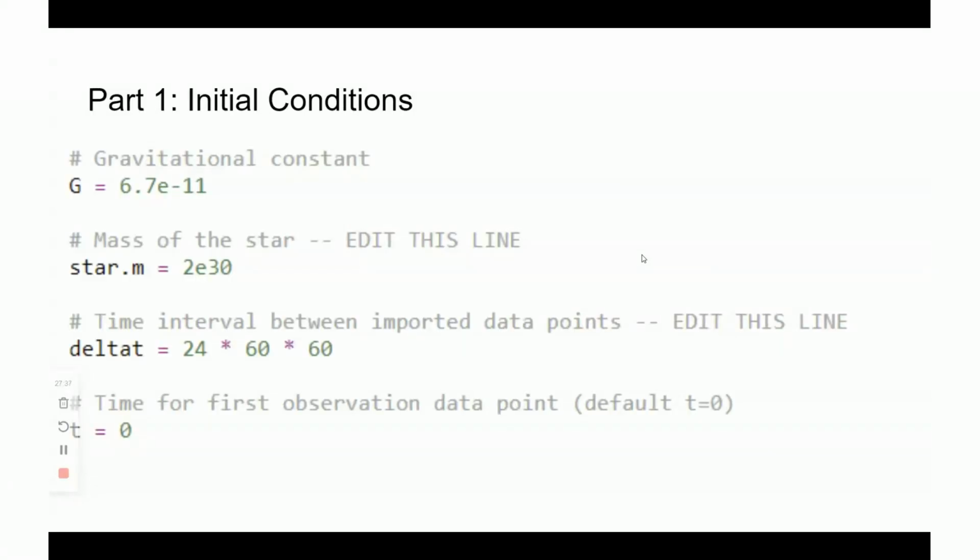In part one, the initial conditions can be seen here. Note that we just plug in G and the mass of the star that are given to us. Delta T is 24 times 60 times 60, and this is just converting from the seconds that we know to the amount of seconds in a day.